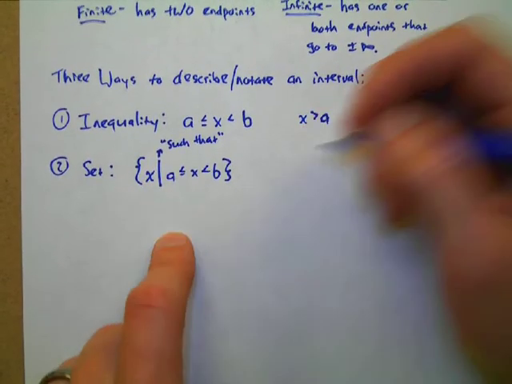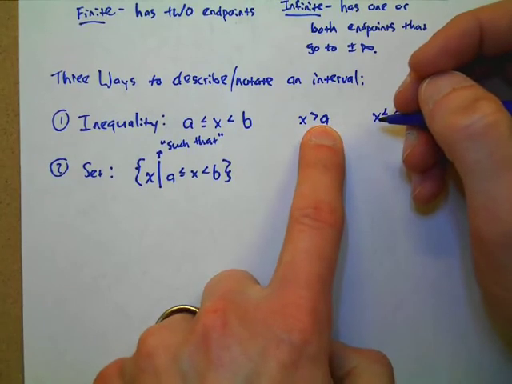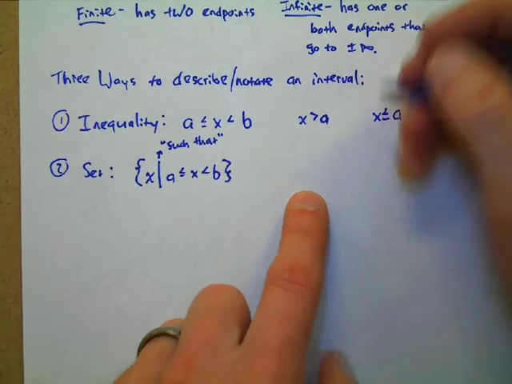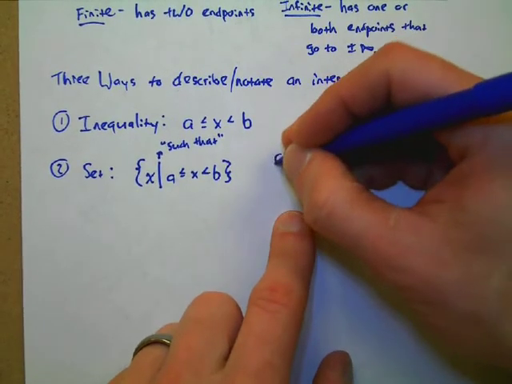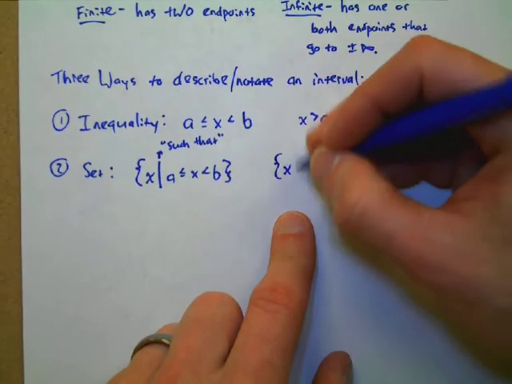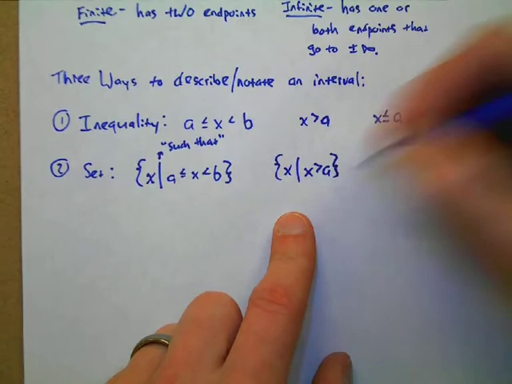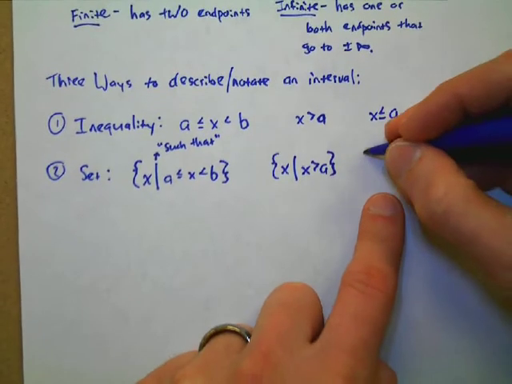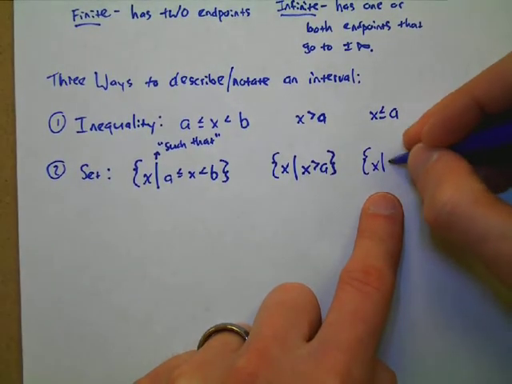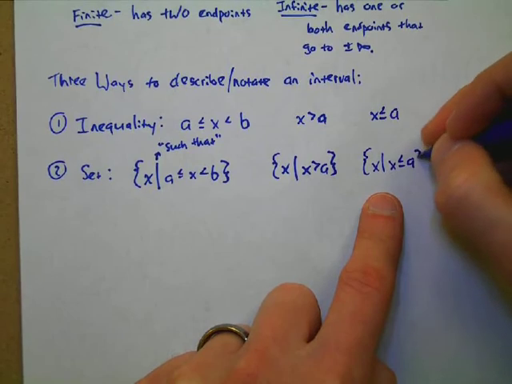So this inequality, converting it to set notation, or the equivalent set notation, it's going to be the same kind of story. We're going to put the brace, x with a bar like that, and x is greater than a. And the same thing with this one: brace, x with a bar, x is less than or equal to a, and then close the brace.